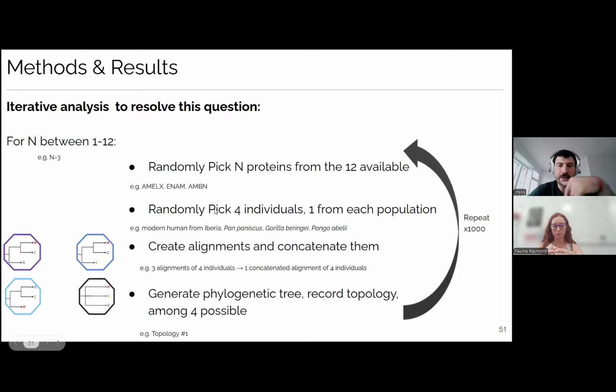And then we repeat this whole process 1,000 times, each time picking a different set of proteins, a different set of individuals, and then redoing the phylogenetic tree and recording the topology. Finally, we do this from n equals 1 all the way to 12. So we end up with 1,000 trees for each n, so 12,000 concatenated trees. And then we plot the results.